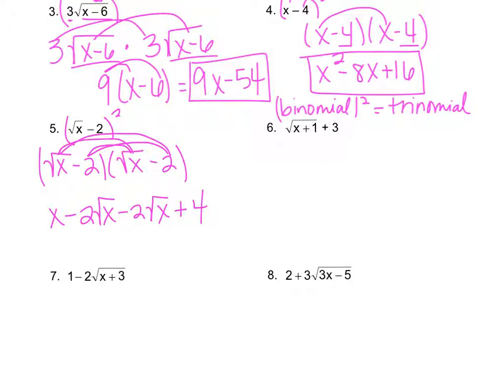Okay, so now we're going to combine like terms. So notice on the insides, we can combine those two. So we're going to have an x. That's going to give me minus 4 square root of x, because remember, a radical is just like a variable. We don't change it when we're adding and subtracting. We only add or subtract the coefficients. Then we have that plus 4.